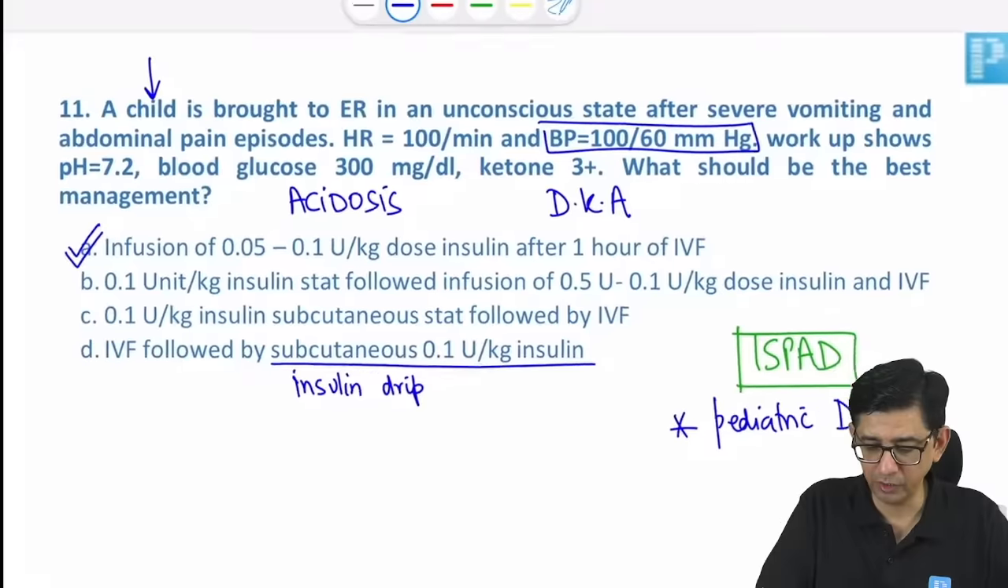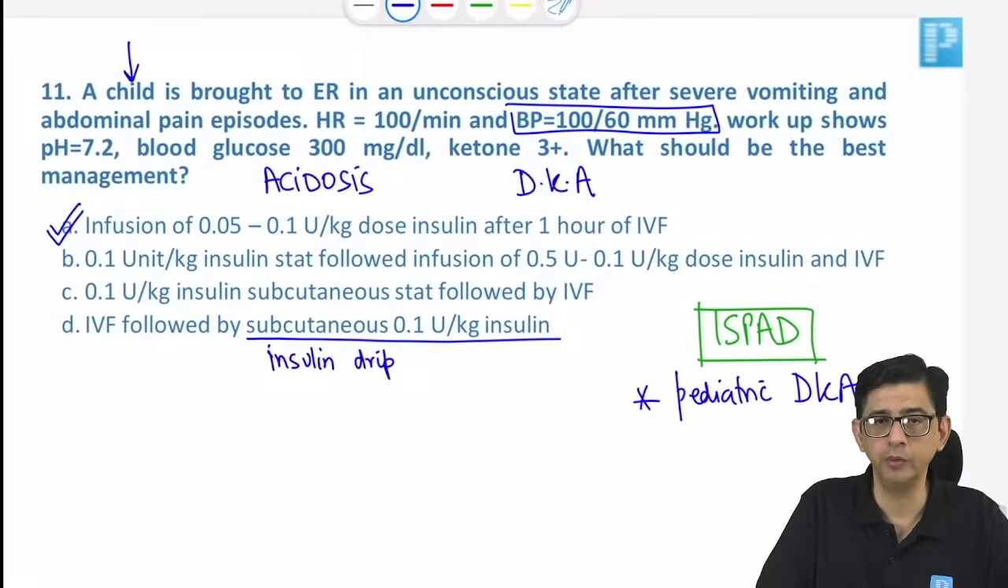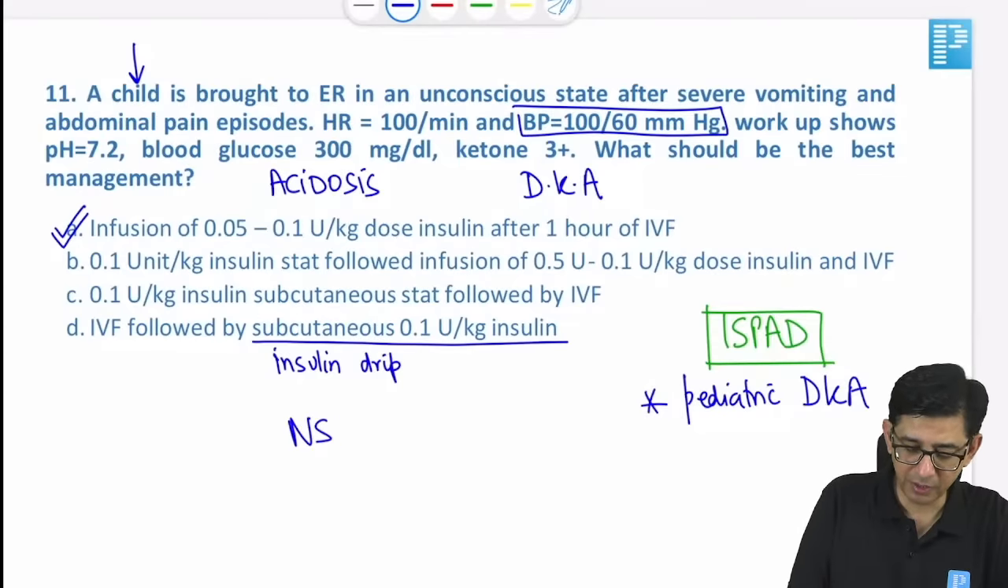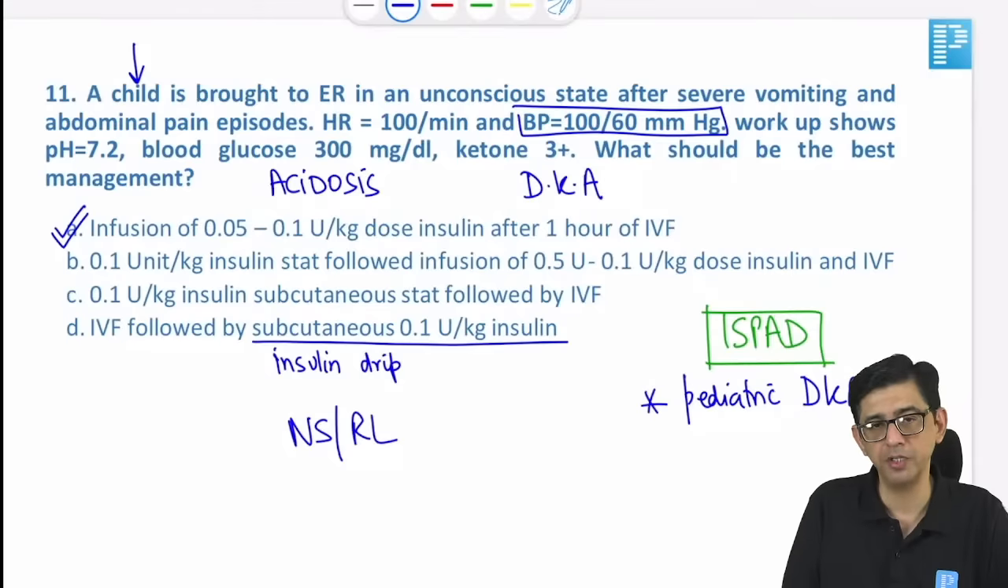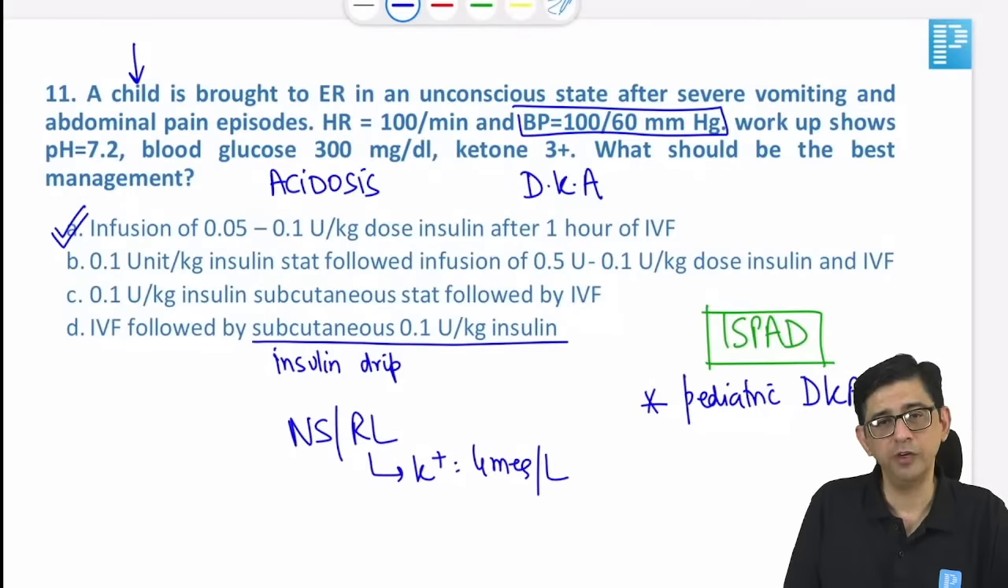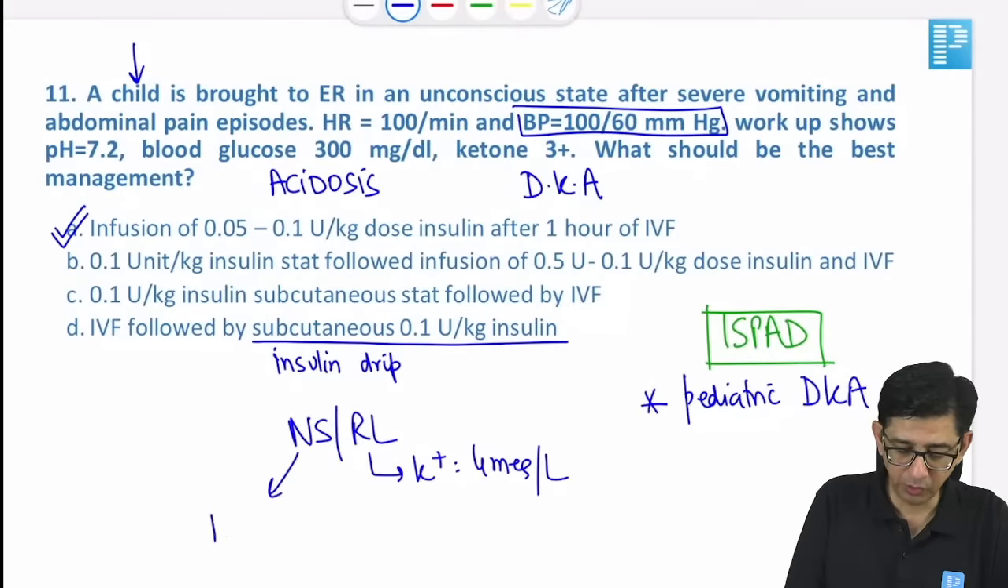I get a lot of queries, sir, should we not give ringer lactate because you're saying potassium is low? Ringer lactate can be given, guys, but he says that ringer lactate has very limited potassium. The amount of potassium in ringer lactate is only 4 milliequivalents. So that will not be sufficient. So what I can do in the patient is I can give normal saline plus KCl.